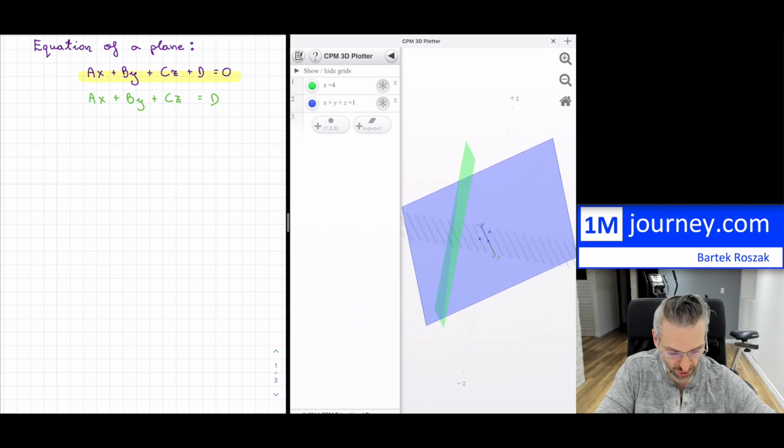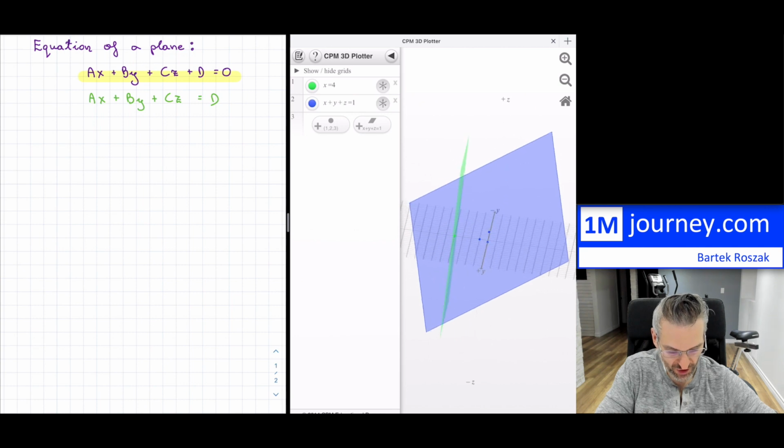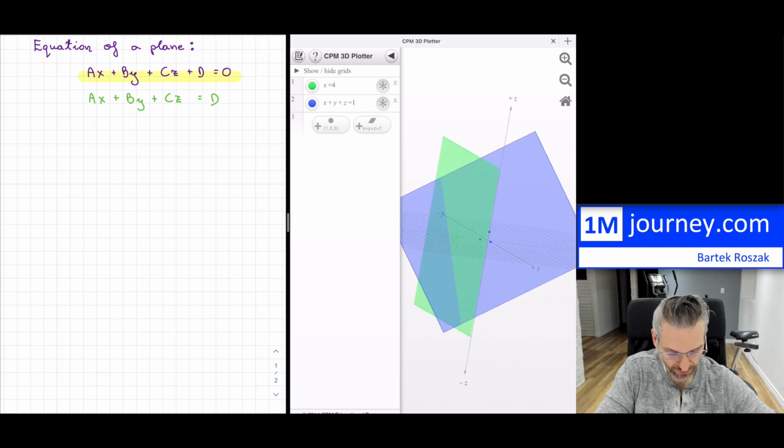I really do like this particular tool which CPM 3D plotter has provided. This is just for educational purposes.